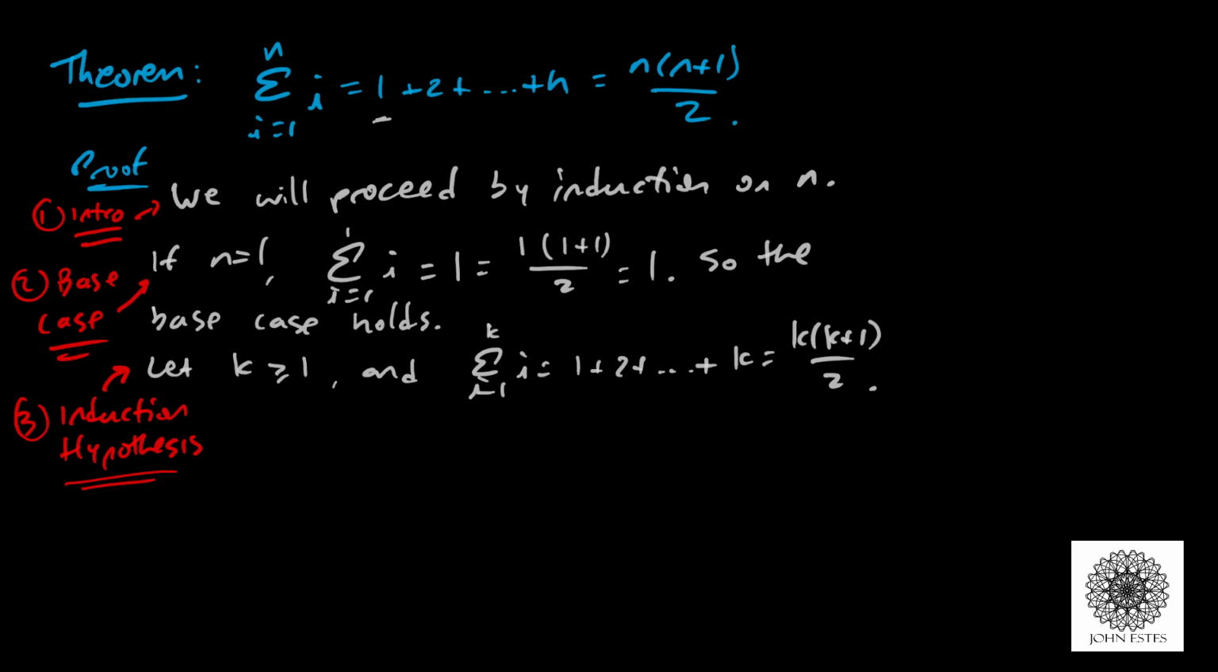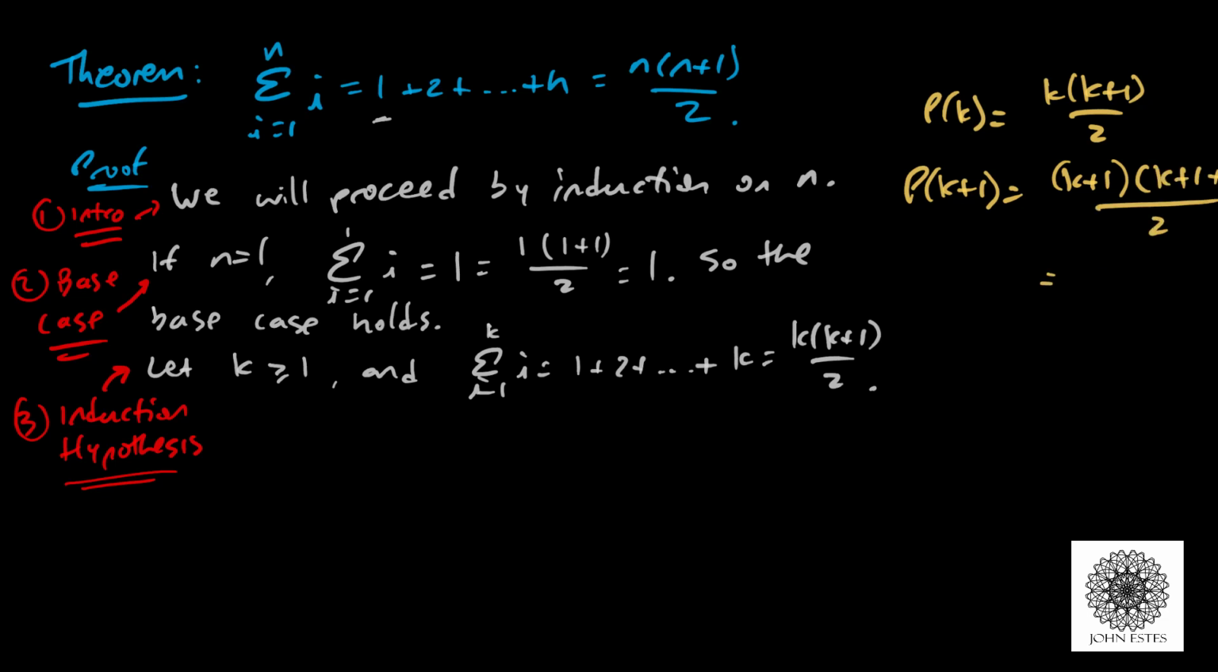And so a lot of times it's worth thinking about for a moment what that even looks like. So let's think for a moment. If P of k is k times k plus 1 over 2, what would P of k plus 1 look like? Well, that means I need to replace my k's with k plus 1. So that'd be k plus 1 times k plus 1 over 2. So that looks like k plus 1 times k plus 2 over 2.